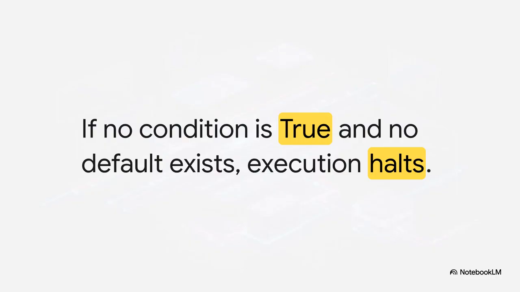But that brings us to a major pitfall you've got to watch out for: the missing default trap. Because think about it, if no conditions evaluate to true, and you forgot to add a default transition, your application doesn't just guess what to do next, it halts immediately. It basically leaves your state machine completely frozen in the void. So always include a default route so you can gracefully handle those weird edge cases.